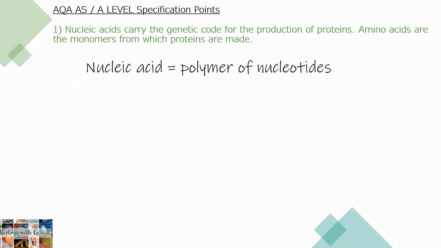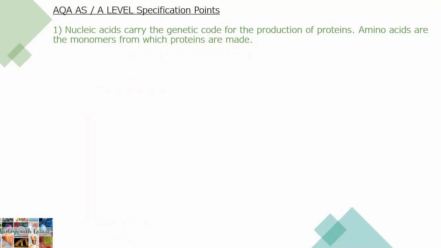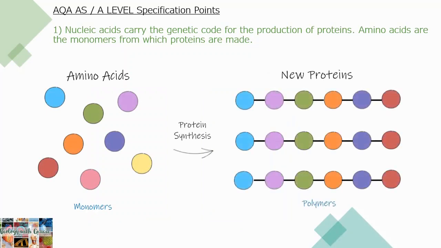So here we have the structures of RNA and DNA, which are both nucleic acids, and they are polymers of nucleotides. So DNA is obviously made up of 2 strands of nucleotides bonded together, whereas RNA is 1 strand. So amino acids, which are monomers, actually make up new proteins, which are polymers, during protein synthesis.